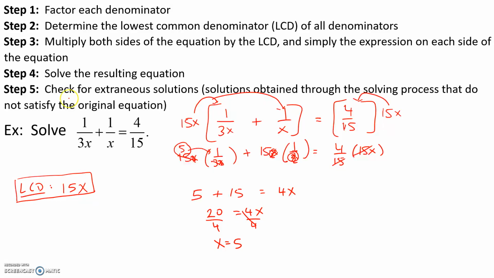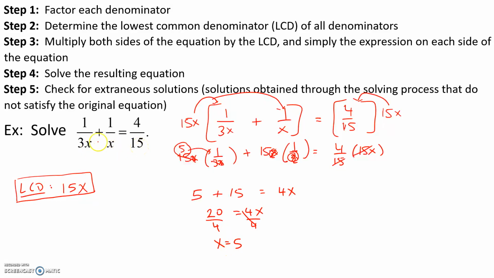Now the last step, check for extraneous solutions. Extraneous solutions are solutions that are obtained through the process of solving the equation that do not satisfy the original equation. Extraneous solutions occur when the solution leads to a zero denominator.